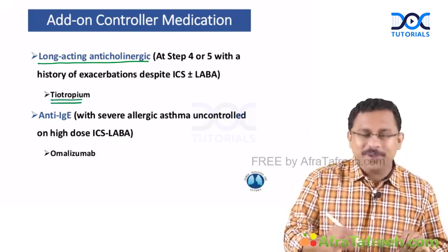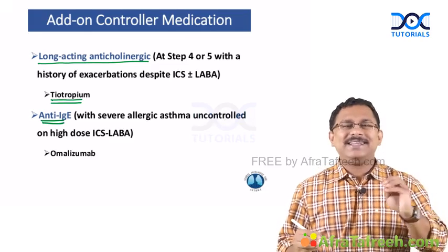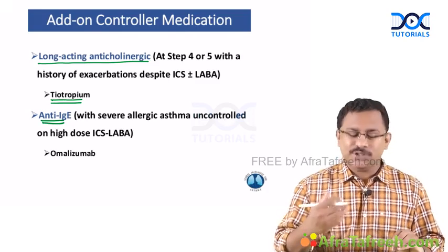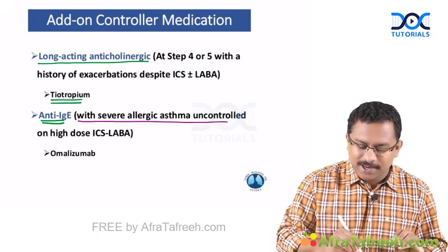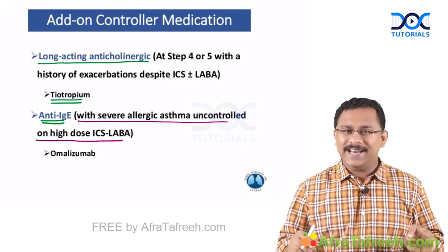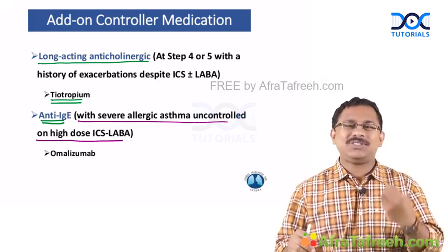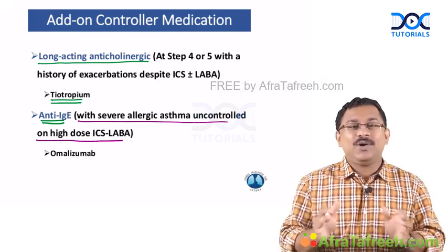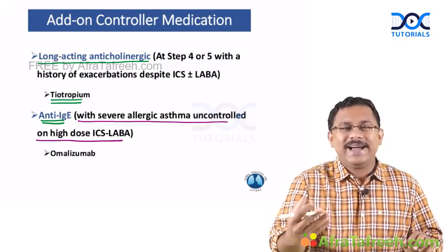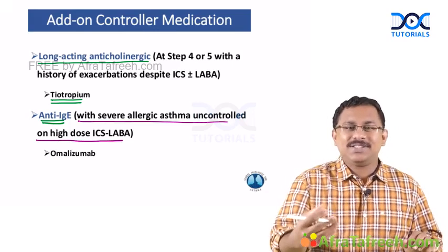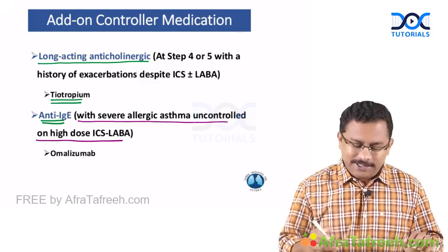So you have tiotropium, which is long-acting. Then anti-IgE. Okay, anti-IgE as an add-on therapy is usually preferred in patients with severe allergic asthma who are uncontrolled on high-dose ICS-LABA. So remember, I told you about terminologies like low dose, medium dose, high dose. So this is a scenario in which you will go for an anti-IgE. Again, when I say you will go for an anti-IgE, there is definitely a limitation with cost factors. Okay, using all these monoclonal antibodies, they're very costly.